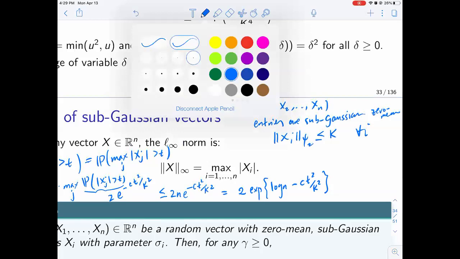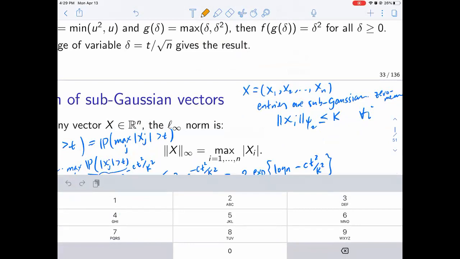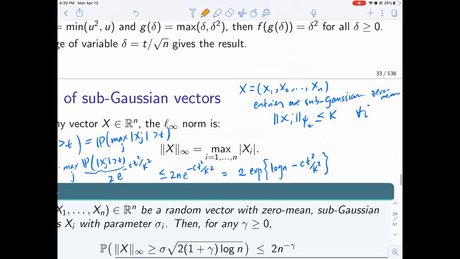The trick generally here is that I'll try to kill the log n. So I would like to kill this term. This is negative, and log n is growing to infinity. I would like to get rid of that. I'm going to take t as small as possible, but big enough so that I can kill the log n.